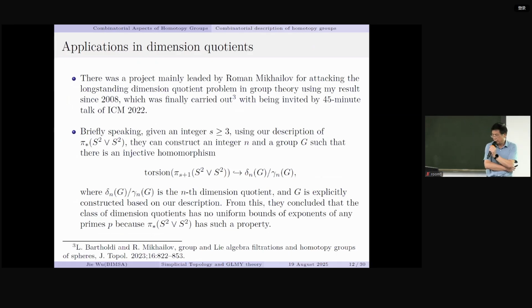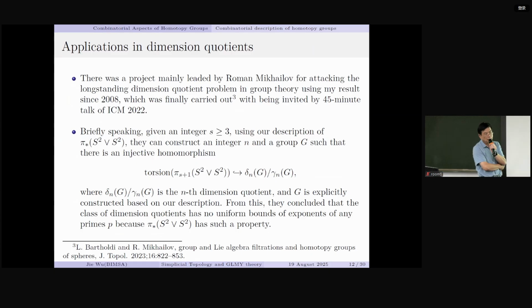Another thing you can look at: Mikhailov is my coauthor. We have a lot of papers, and he tried to use homotopy groups to attack a long-standing problem in group theory, the so-called dimension quotients. Okay, what does it mean? Let me give a short description of the problem. Given any group, you can look at the group ring over the integers and the augmentation ideal filtration. If you take 1 plus I^m, where I^m is the mth power of the augmentation ideal, and intersect it with the group, it gives a subgroup, the so-called dimension subgroup.